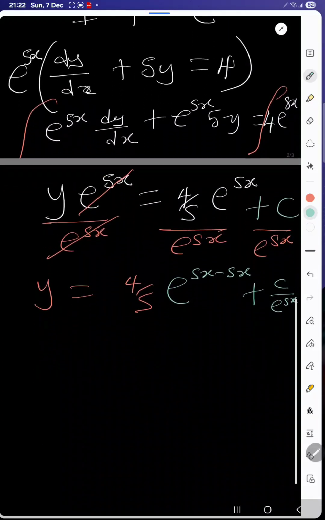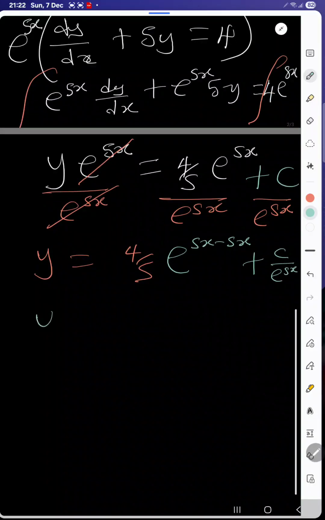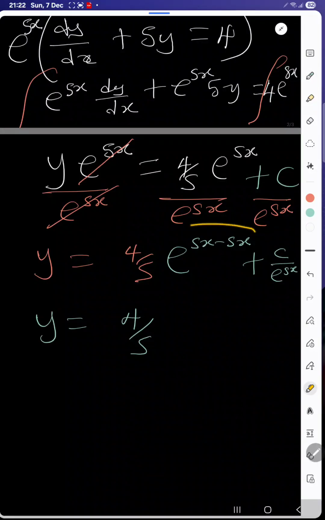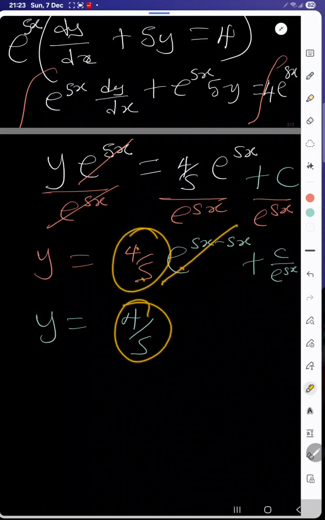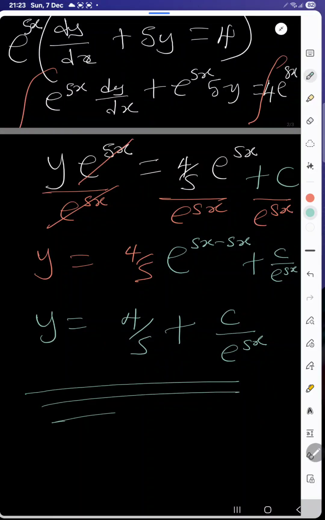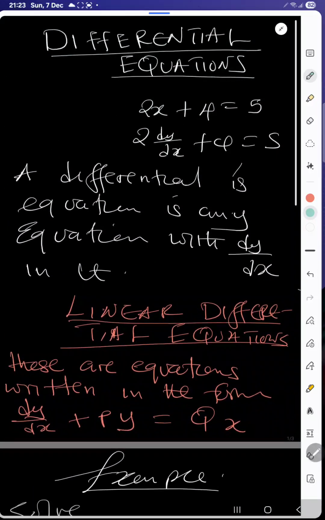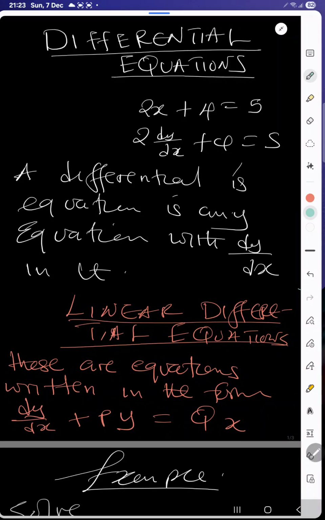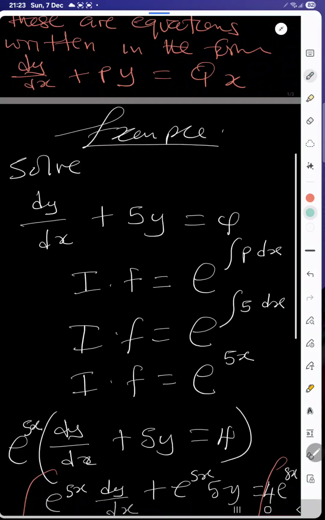Alright, so from there our final answer will be y is equal to 4 over 5. 5x minus 5x is 0. We are going to remain with e to power 0. Any number to the power 0 is 1, so this to the power 0 is 1. 1 times 4 over 5 is this 4 over 5 here. And then plus c over e to power 5x. So that means this becomes our final answer if we are to solve this differential equation that we are given here.